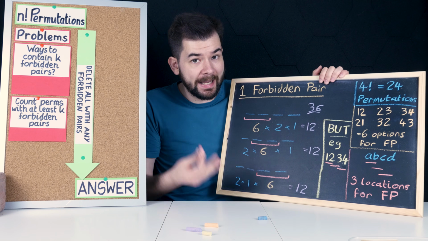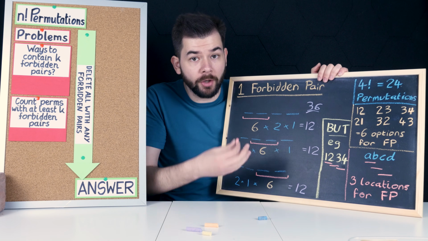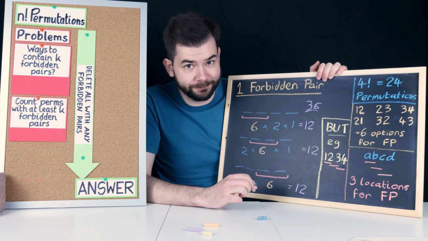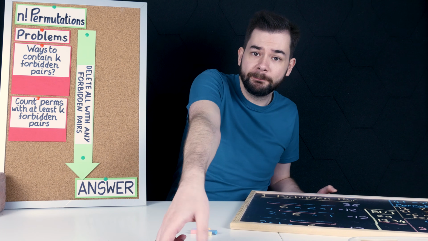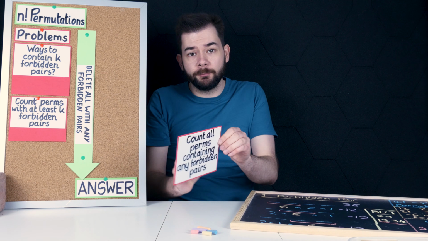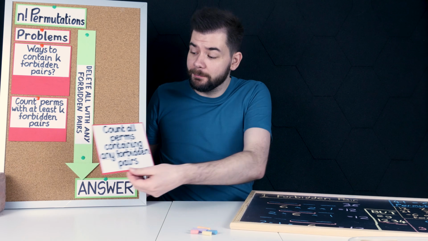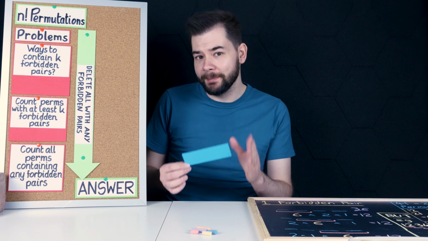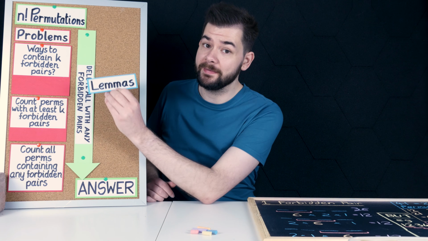So we've effectively counted it 3 times, which inflates this number beyond the actual answer. So this should give you a flavour of why this is a non-trivial problem. But in solving both of these, we'll solve the final problem, which is to count all permutations containing any number of forbidden pairs. This is where our extra bits and pieces come in, because there are some laws and results that will help us resolve these issues.